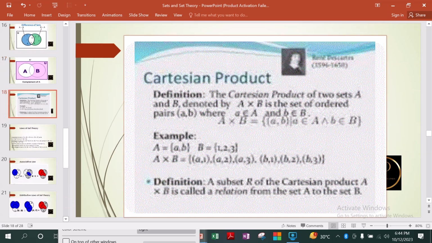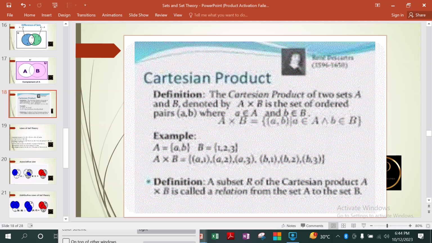I also bring to you the Cartesian product. As I said, the Cartesian product of two sets A and B, denoted by A times B, is a set of ordered pairs (a, b), where small letter a belongs to set A and small letter b belongs to set B. The example we demonstrated here is A equal to {a, b}.